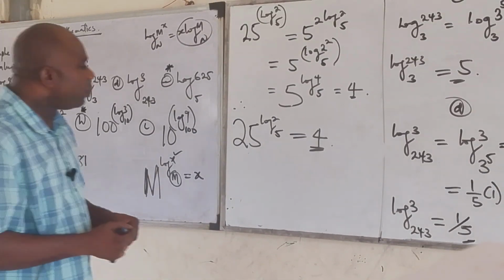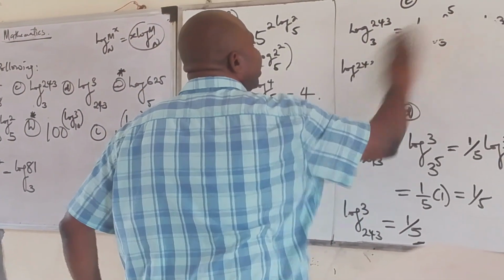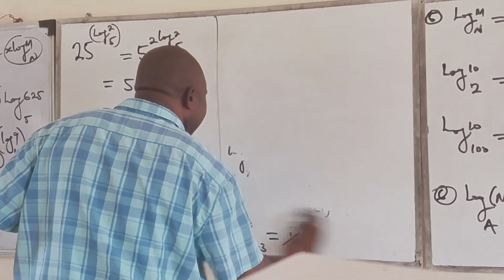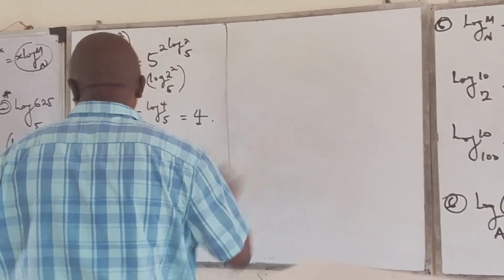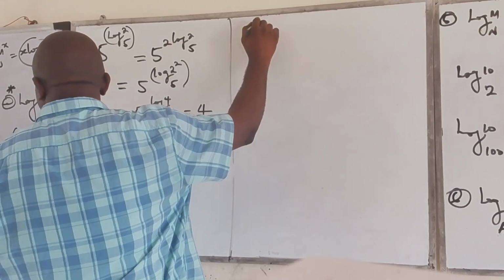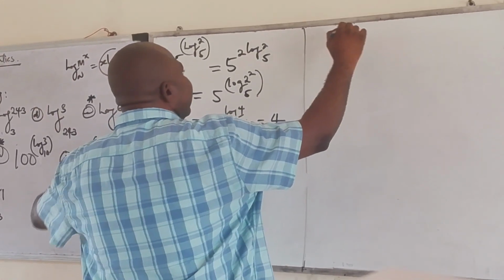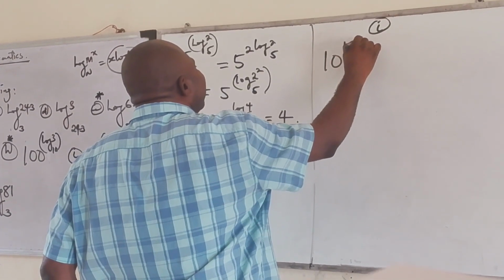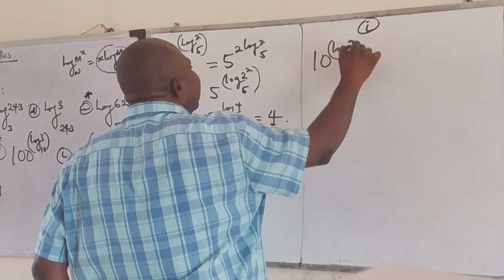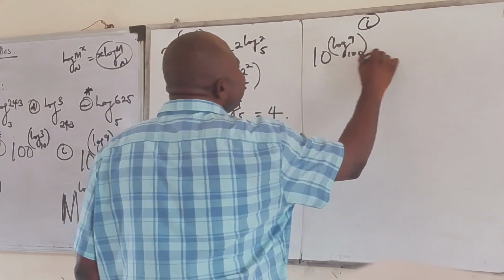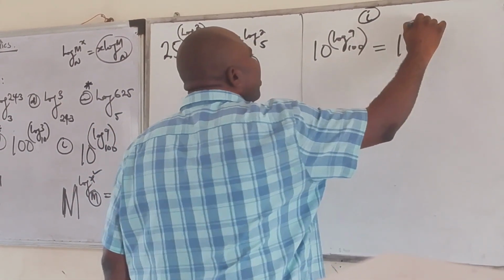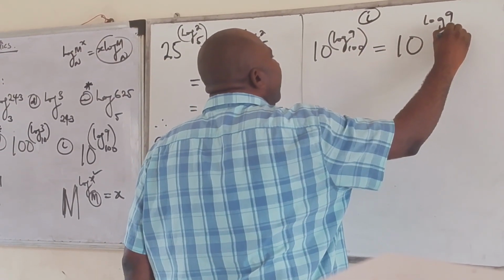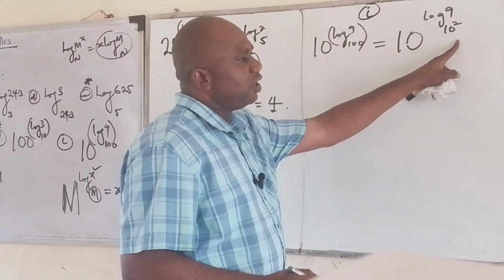Now let's look at 10 raised to the power of log 9 base 100. That's question I. Looking at this, it is the same as saying 10 raised to the power of log 9, where the base here is 10 raised to the power of 2, to make this base and this base the same thing.